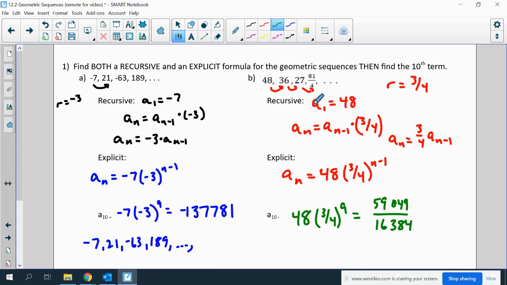Now, when would it be easier to use the recursive method? Well, let's say I wanted the 5th term. All I would have to do is take whatever I know, which is the 4th one, then multiply it by 3/4. So I could have 243 over 16 as my 5th term. Recursive or explicit, it depends on how many terms out you are and how many terms you know, and other things like that, as to what's easier.